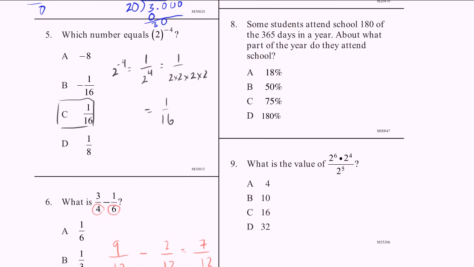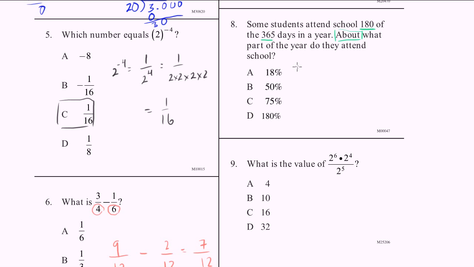Problem number 8. I'll do this just in green. Some students attend school 180 of the 365 days in a year. About what part of the year do they attend school? And so the key word here is about, which tells me that they don't want an exact answer.